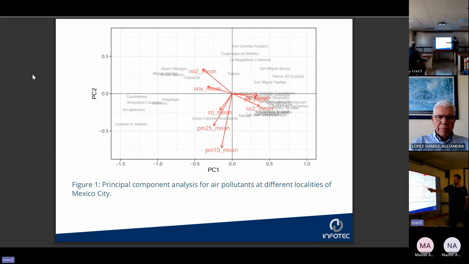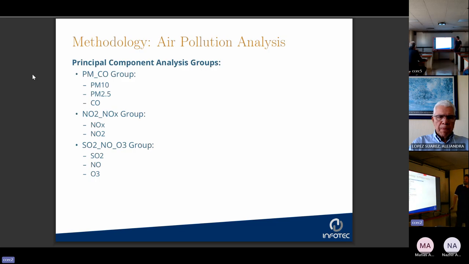So we are grouping these highly correlated variables. We have these groups: PM and CO with these two variables, NO and CO, NO, and O3. These three groups of contaminants are the main factors here for air pollution.